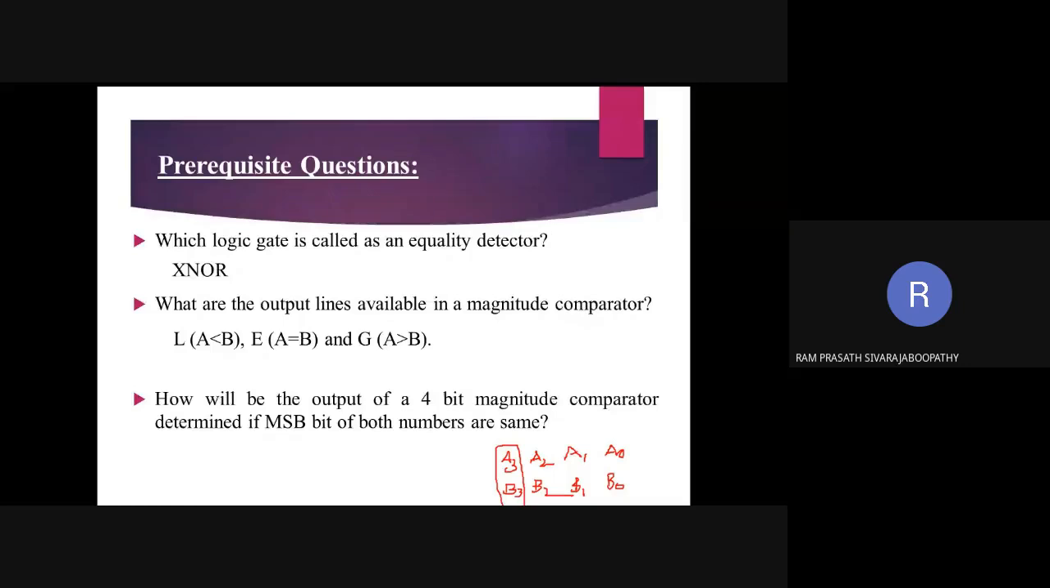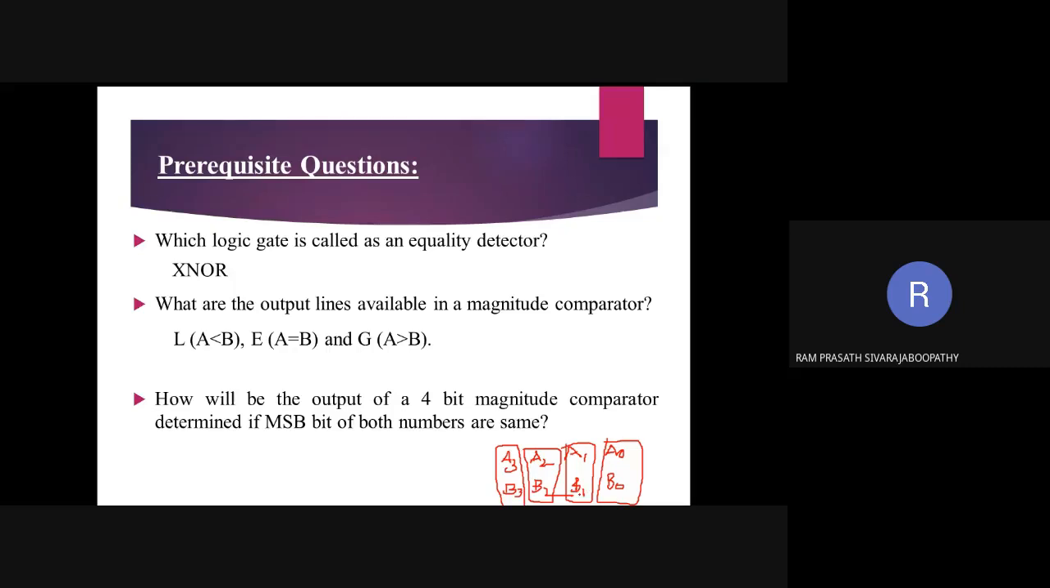A2 and B2 has to be compared. Very good, Srigari. If both A2 and B2 are again same, next what it has to do? If A2 and B2 are same, then A1, B1 it has to compare. If A1, B1 is also same, next what it has to do? It has to compare A0 and B0.